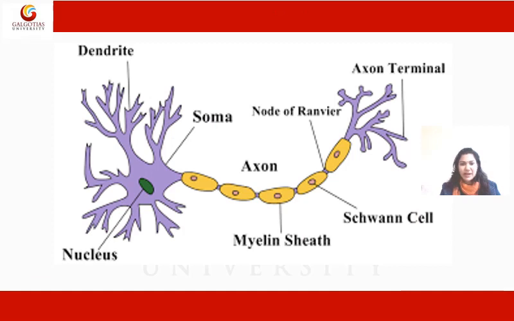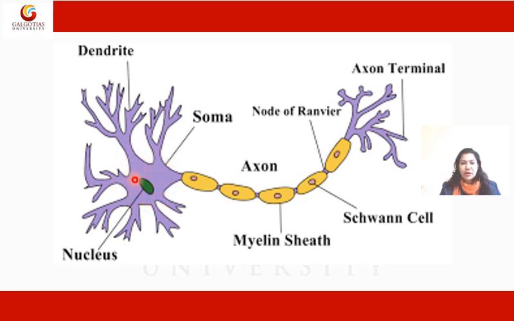Let's have an understanding about the neuron with this diagram. In this diagram, we can see this spherical structure, which is called the cell body or the soma. In the soma, we have a nucleus and also cytoplasm, which is filled with a number of organelles which perform some specific functions.